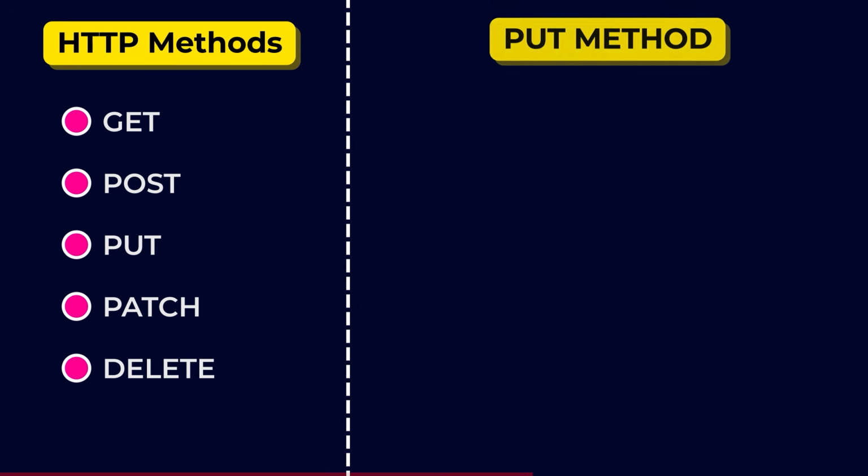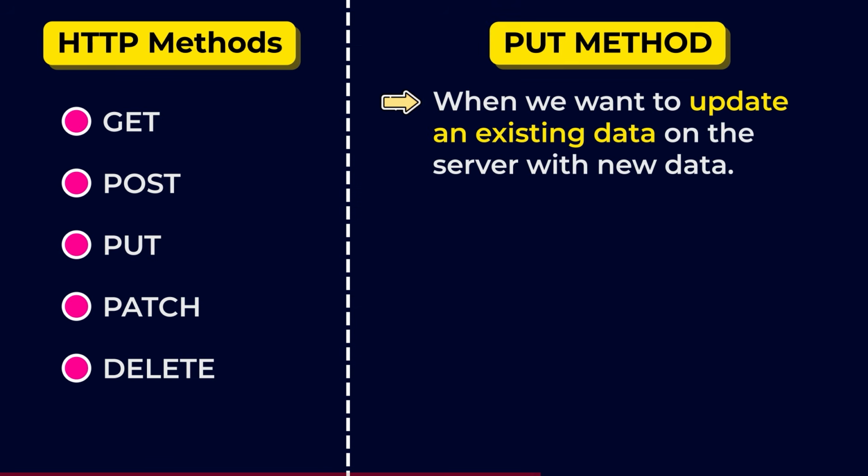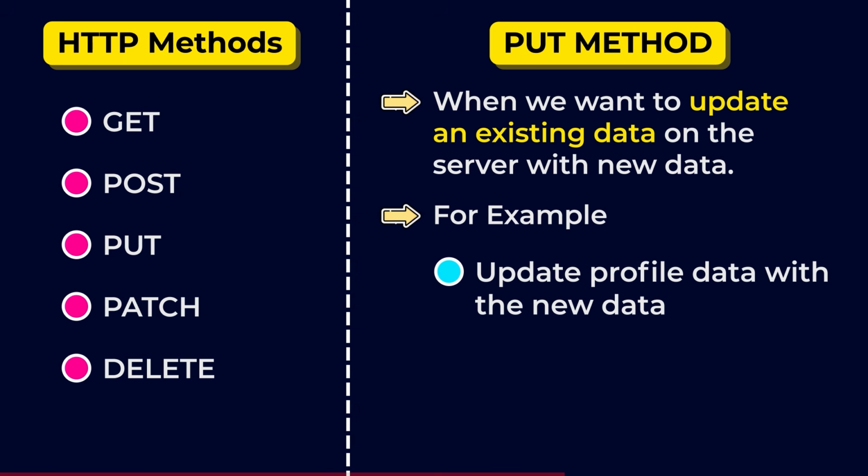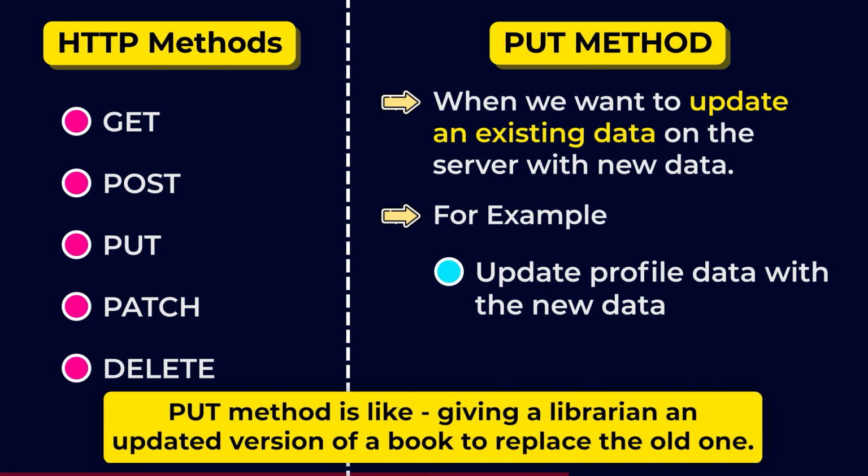Next we have the PUT method. We use the PUT method when we want to update existing data on the server with new data. For example, if you change your profile information on a website and save it, then a PUT request is sent to update your profile with the new details. Think of it like giving the librarian an updated version of a book to replace the old one.